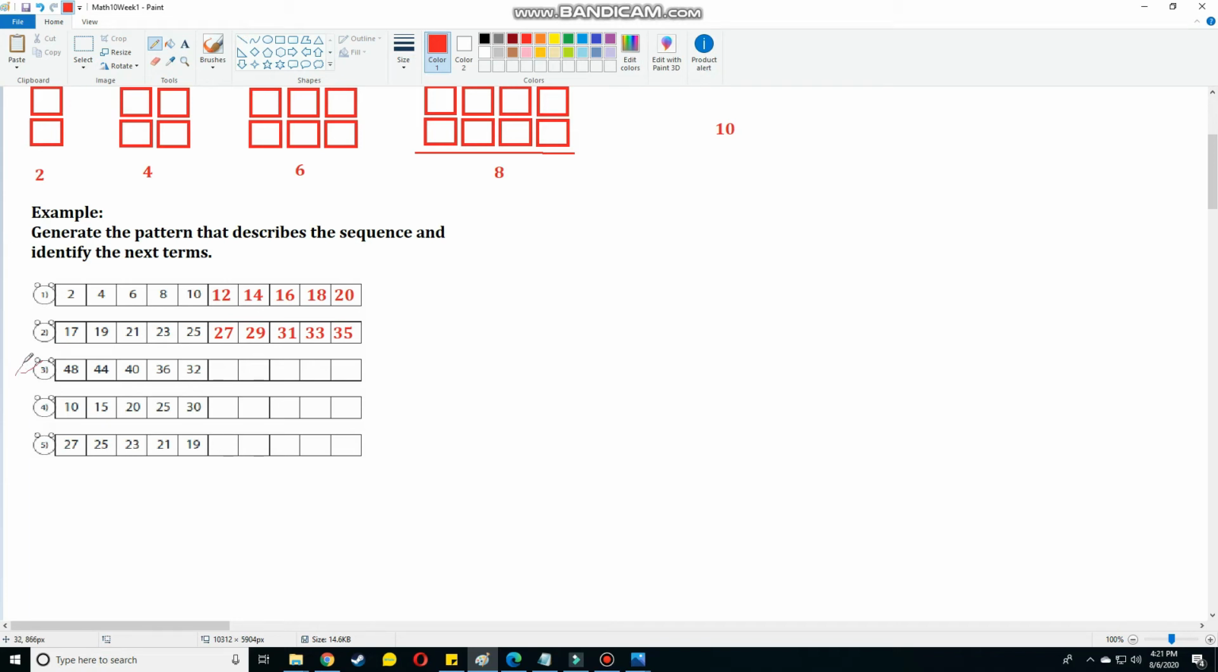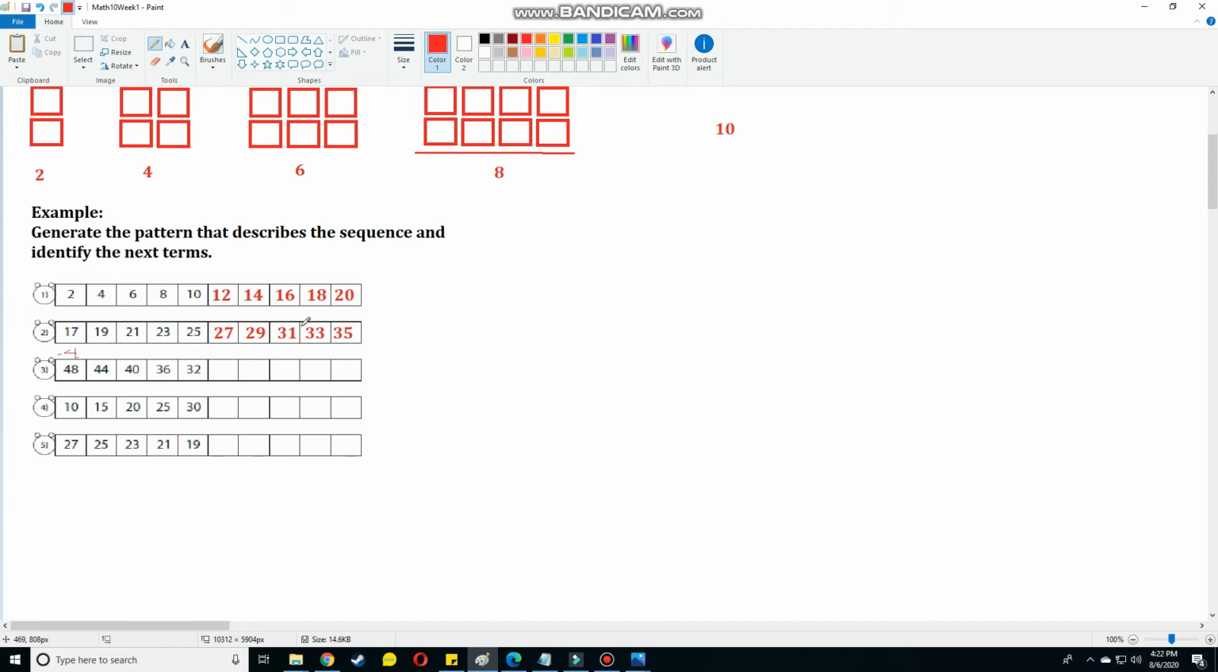The first term we have 48, the second term we have 44, then we have 40, we have 36, we have 32, and what could we observe on that one? We simply added something. Yes, we added negative 4. So 48 plus negative 4, that's 44.